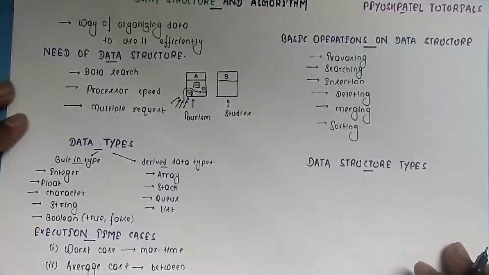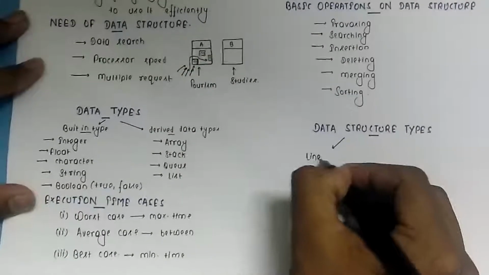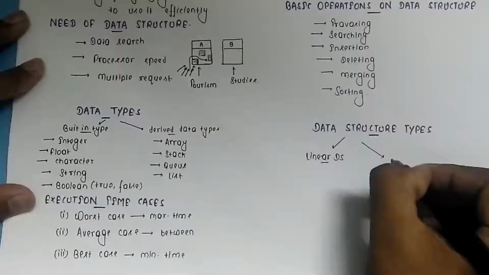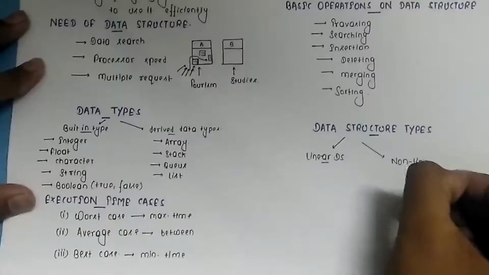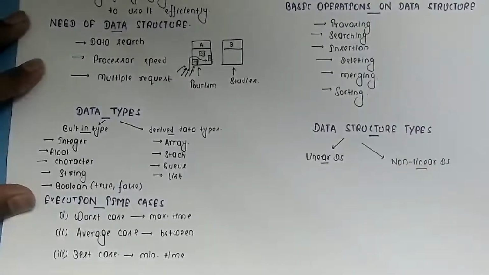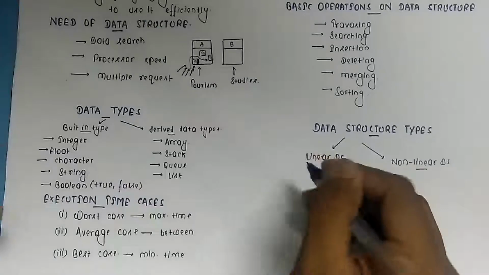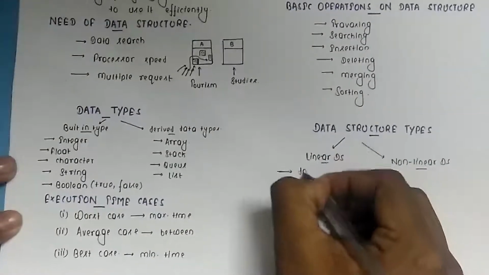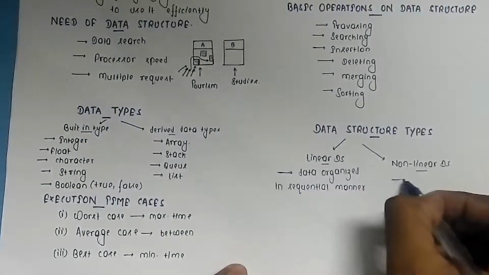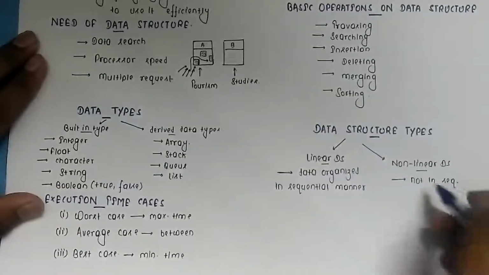And now we will get to know about the data structure types. It has two types: linear data structure, where I am writing data structure as DS, and the other is non-linear data structure. Linear means that the data is organized in a sequential manner, as the name indicates. So data organized in sequential manner. And here in non-linear, the data is not in sequential manner.